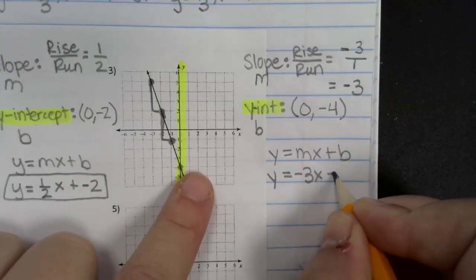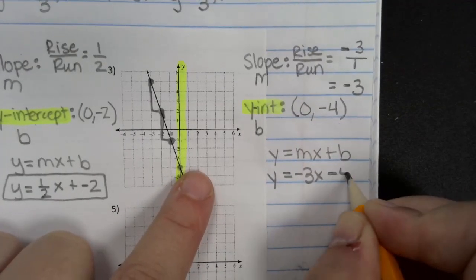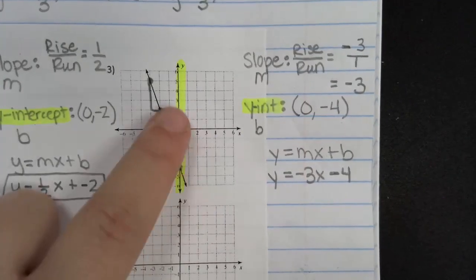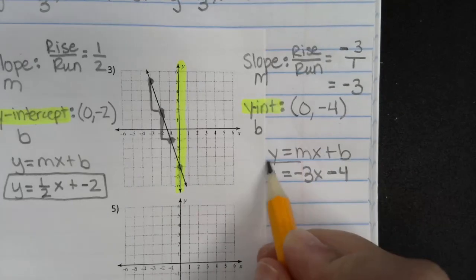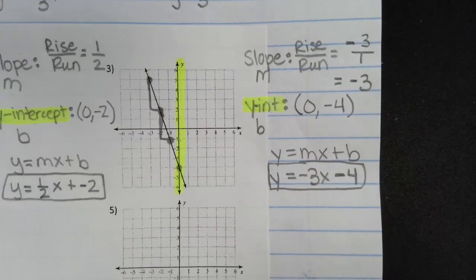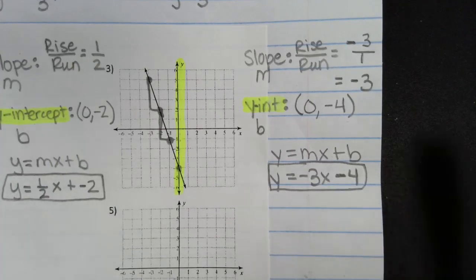Minus, what's our b? 4. So I could do a -4 there. No, that would be a +4, that would be above. No, that's b, -4. Yeah. Okay. Why don't you do the next one if you know how to do this?